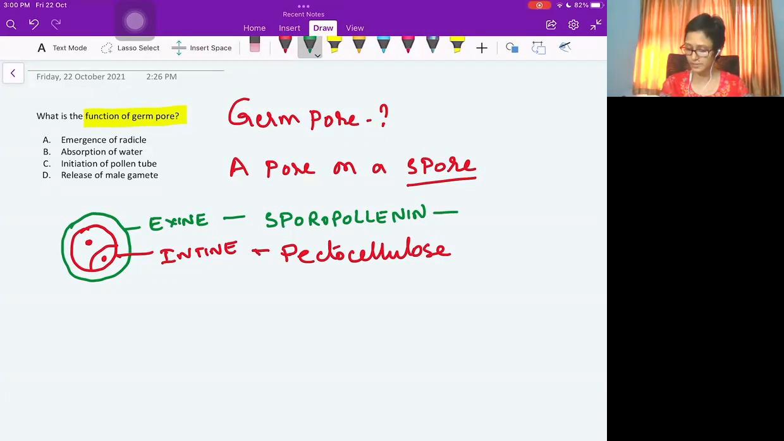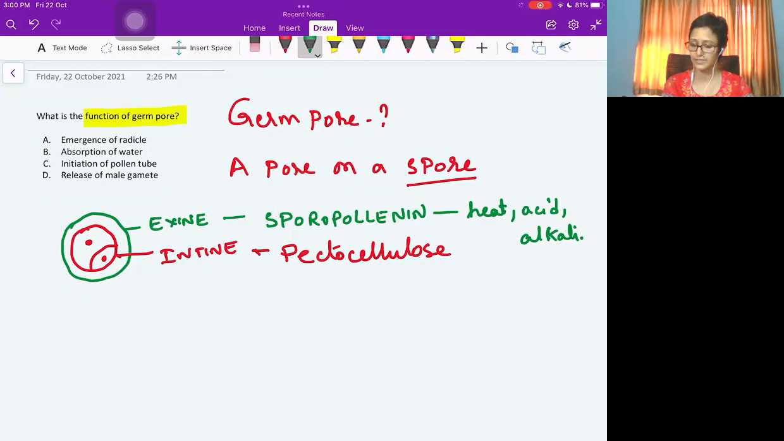Now, we also knew that sporopollenin is one of the toughest biological materials. Why? Because it can neither be destroyed by excess heat, strong acid, nor strong alkali. For this reason, sporopollenin is known to be one of the toughest biological materials.